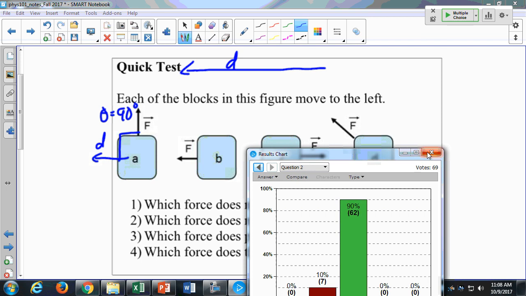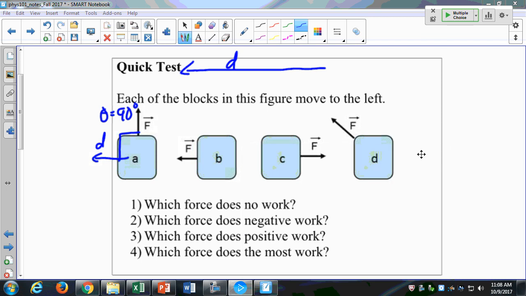Okay, good. C is right. It does negative work, C, because our displacement is in this direction, and this angle theta is 180 degrees. Cosine of 180 is negative 1. Or just think, the force and the displacement, they oppose one another, and so that work is going to be negative.